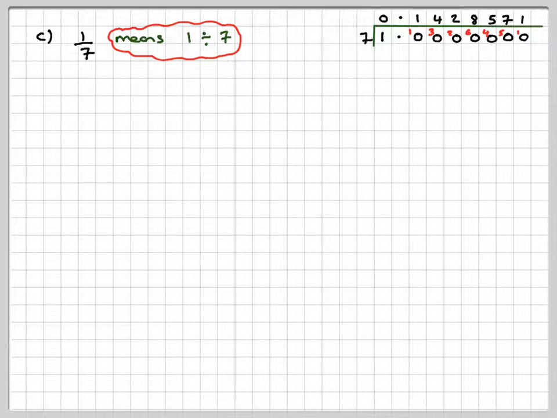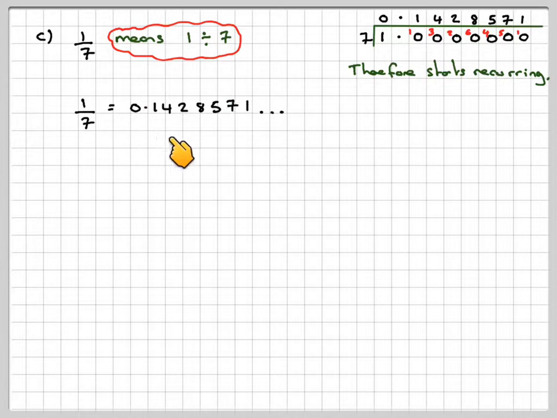So the next one will be 1, and then it will go 4, 2, 8, 5, 7, and then repeat itself again, 1, 4, 2, 8, 5, 7. So this is a recurring decimal, so it starts to recur. Therefore, 1/7 is 0.1428571. The 3 dots means it carries on.